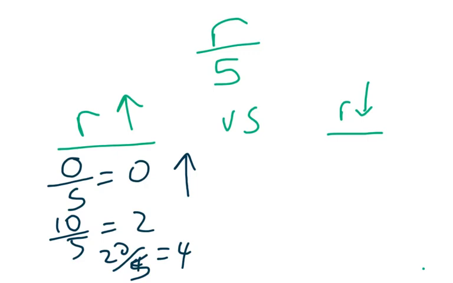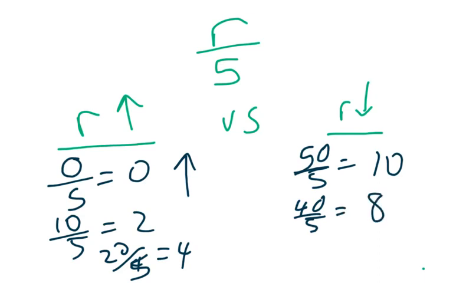Now as R is decreasing, we're going to start with, say, 50. 50 divided by 5 is 10. Now, as R decreases, let's go down to 40. 40 divided by 5 equals 8. 20 divided by 5 is 4. Same as that, but this time the pattern, because R is decreasing from where we started, is going down.